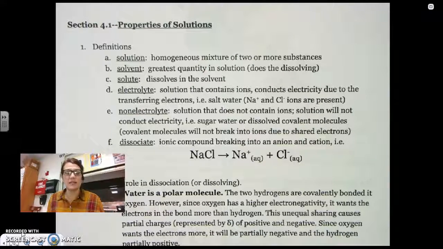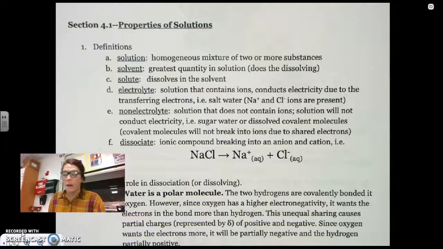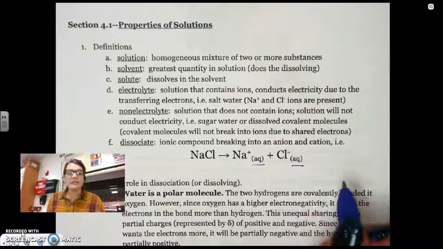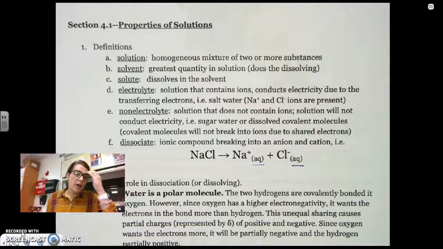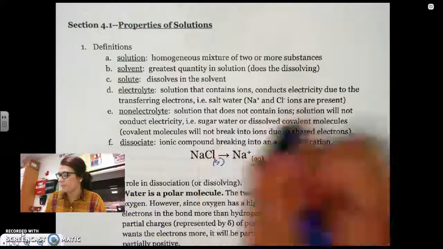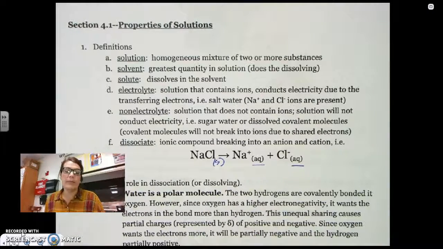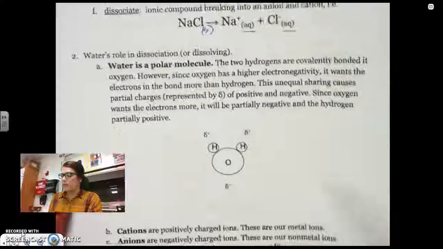And then the last thing that I need you to know is a dissociate, okay? Dissociate, or break apart, okay? And that is when an ionic compound, when it dissolves in solution, breaks into its anion and its cation. So the example that I have here, I eliminated water, okay? But since this is aqueous, aqueous means dissolved in water, we can assume that water is present. So what happens is, I guess I should have put solid here, sodium chloride, when we dissolve it in water, is going to break apart into sodium and chlorine. Okay, so those are the definitions that you need to know from section 4.1.